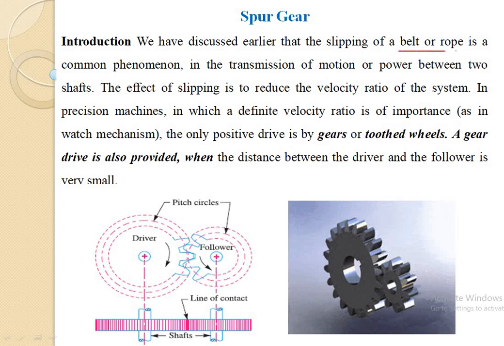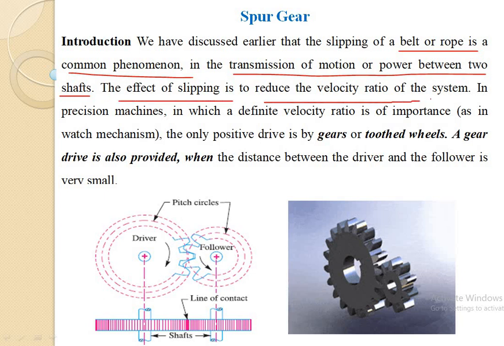We use belts and ropes in common applications for the transmission of motion or power between two shafts. The effect of slipping is to reduce the velocity ratio of the system. Due to the use of belts and ropes, there is a chance of slipping, a concept you have studied in the subject Theory of Machines. In precision machines, where we need to transmit an exact velocity ratio, we have to go for gear drives, also known as toothed wheels.